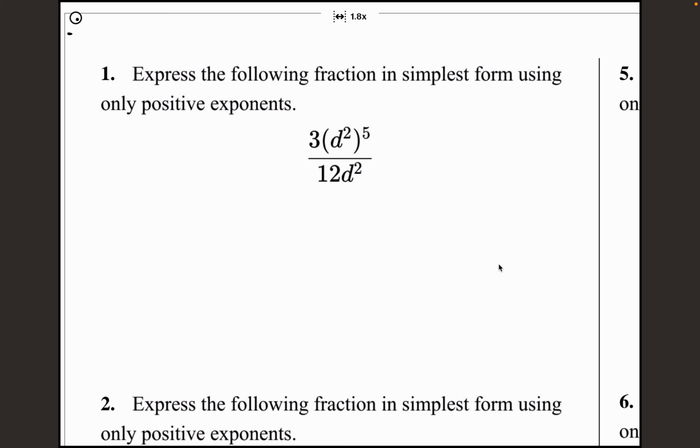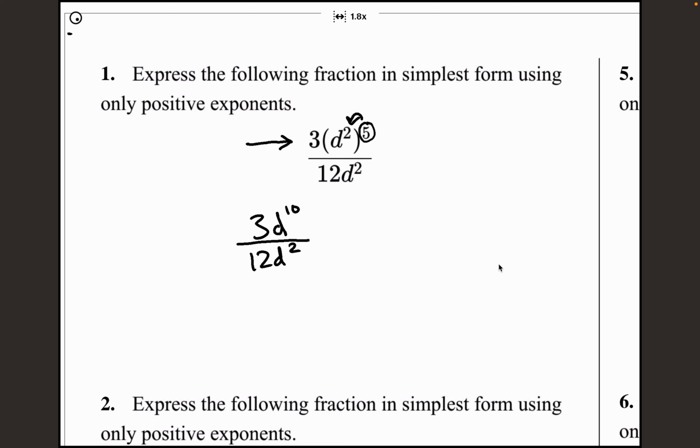So when I first look at this, in order to simplify, what I have to do first is I need to look at the numerator and I need to do something with this exponent right here. So the first thing that I need to do is apply that to what's in the parentheses. So I have d to the second power. Whenever we have an exponent on the outside and an exponent on the inside, what we do is we're going to multiply those numbers. So now I'm going to keep my 3 and I'm going to multiply 5 times 2. So 5 times 2 is going to be 10. So I have 3d to the 10th power over 12d to the second.